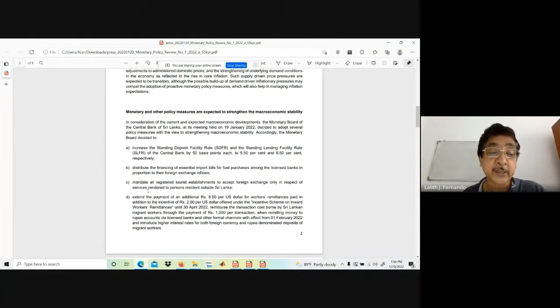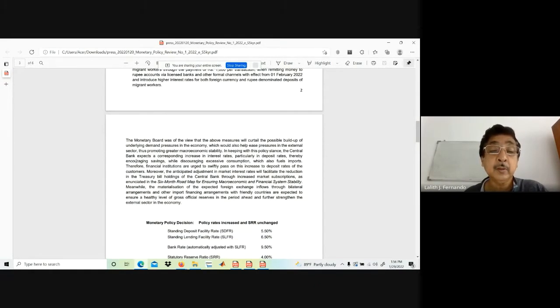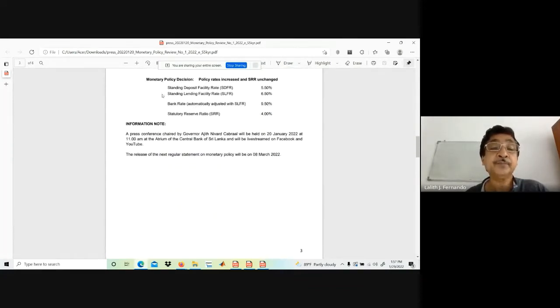So other things I am not going to discuss, but I just want to tell you the implication of interest rates. Now, the monetary decision is given in the bottom also. In addition to these two rates, there are two other things which are included in the monetary policy decision. So that is the bank rate. So that is adjusted with SLFR always. So it is 9.5. I think it had been reduced to a low amount for a couple of months earlier, but now it has come to 9.5. The statutory reserve ratio also has now come to 4%, and it was at 2% earlier.